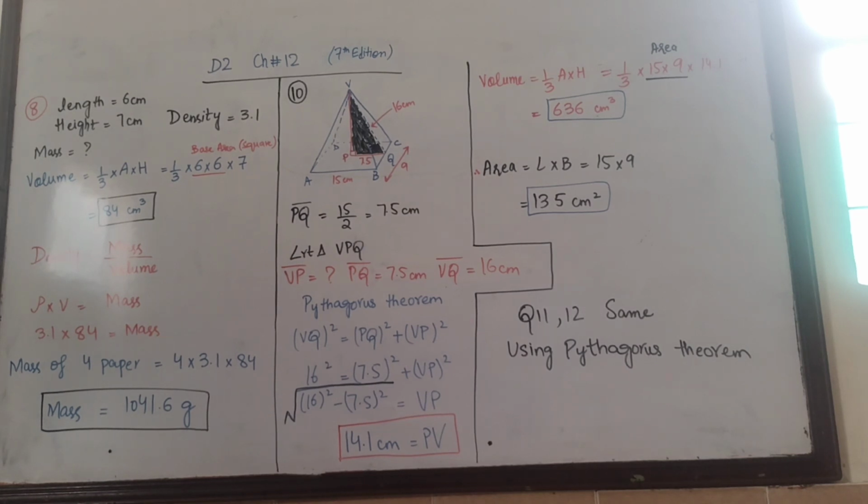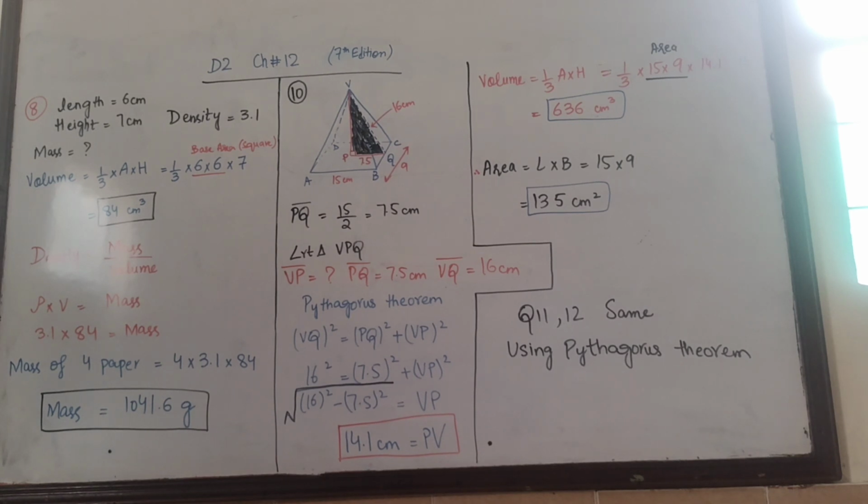So we have to find out VP. You have to take the square root of this value and we'll get the answer VP or PV, which is equal to 14.1 centimeter. Our next step is to find the volume. The first part is height, which is done, and height is PV.